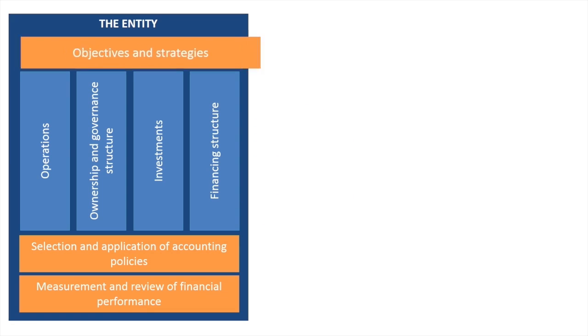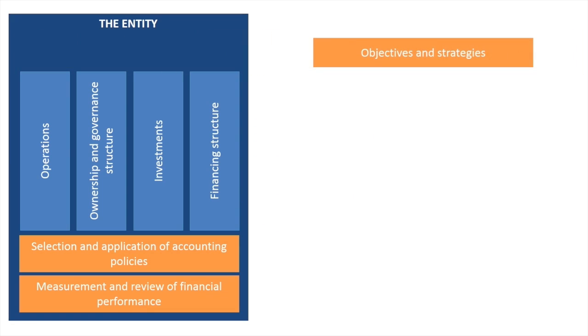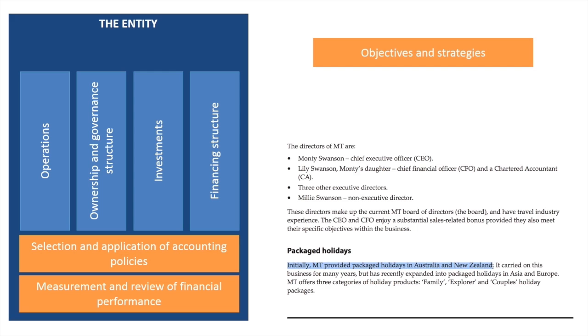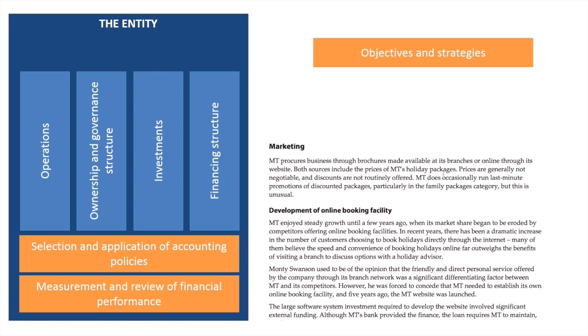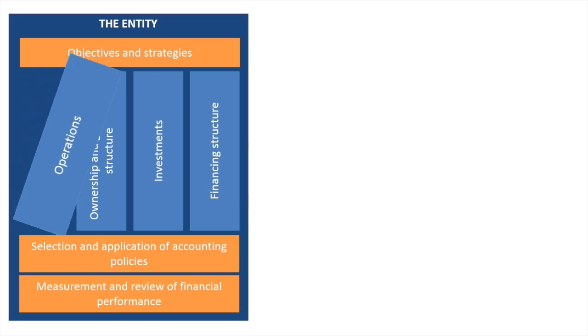Alright, hopefully you spotted these strategies from the background information. Selling package holidays in Australia and New Zealand, expansion into Asia and Europe, only selling its own packages, selling through its branches or online through its website, and a strict pricing policy. But how do these strategies drive the nature of Monty Travel's operations, structure, investments, and financing? Write down one or two things that you can think of for each of these, and I'll see you when you're done. Let's start with operations.